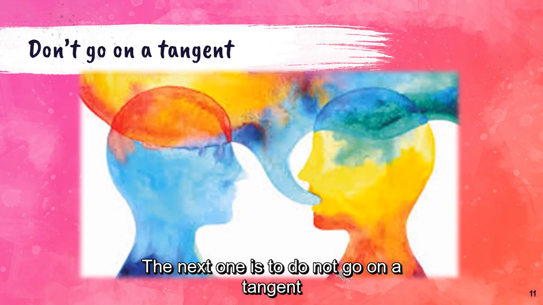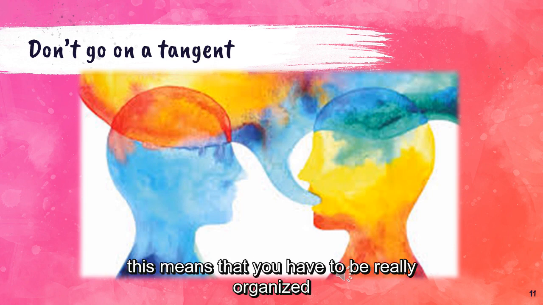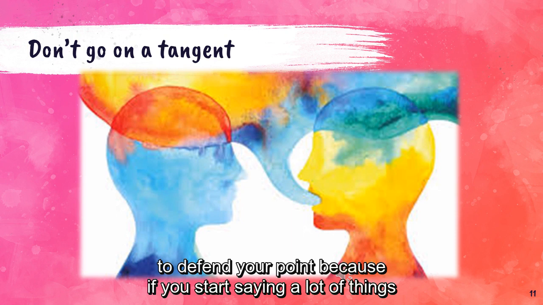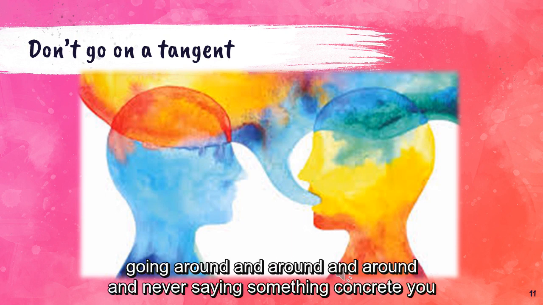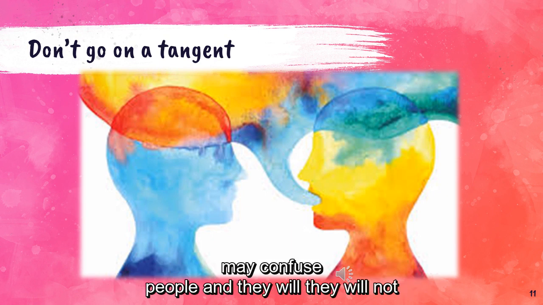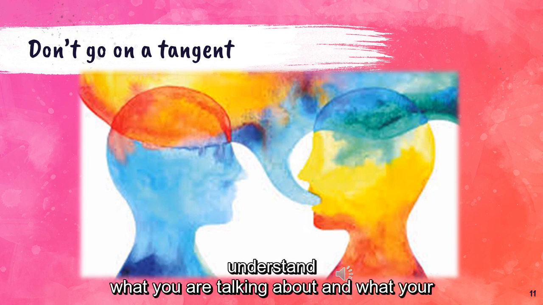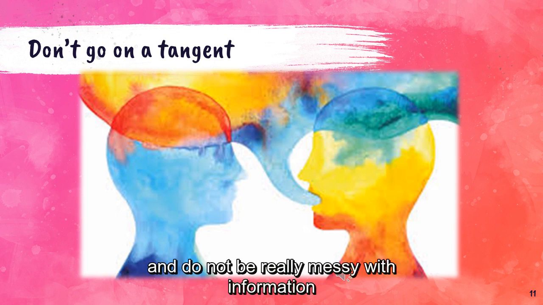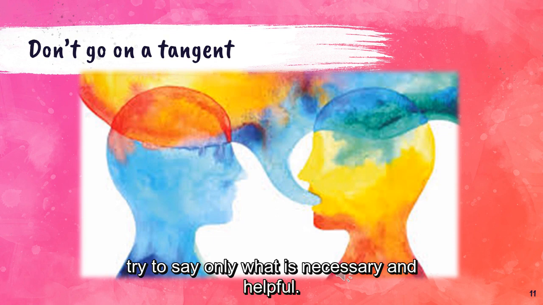The next one is to not go on a tangent. This means that you have to be really organized and specific with the information that you provide to defend your point. Because if you start saying a lot of things, going around and around and never saying something concrete, you may confuse people, and they will not understand what you are talking about and what your point of view is about. So please be very specific and do not be messy with information. Try to say only what is necessary and helpful.